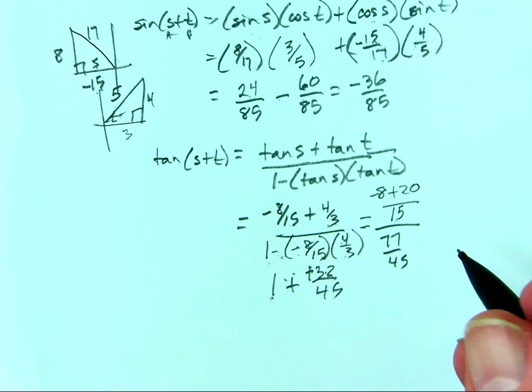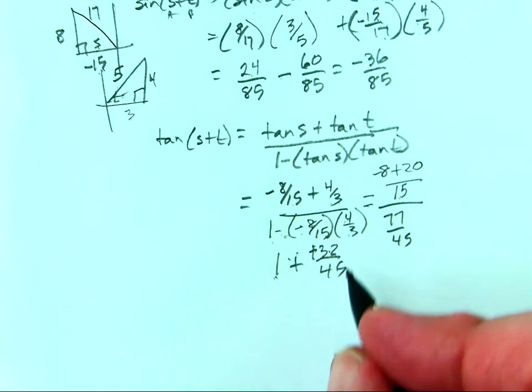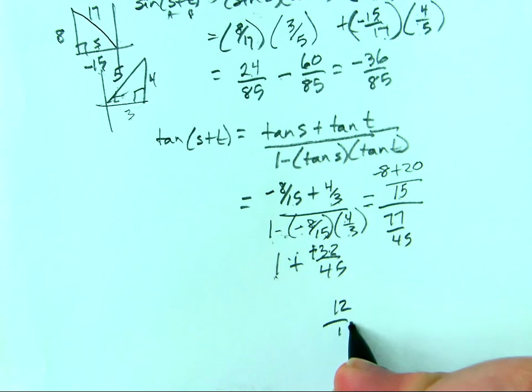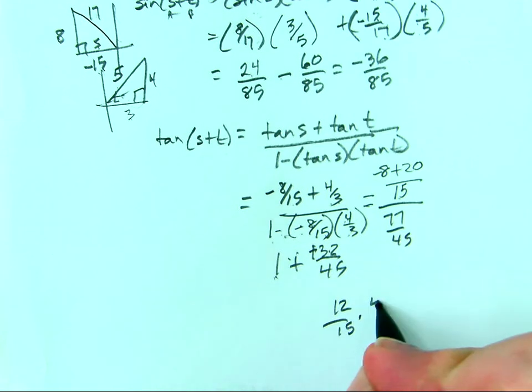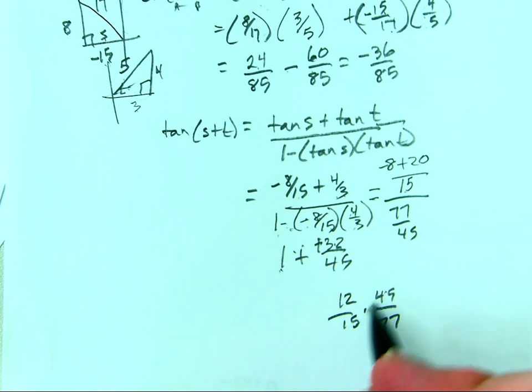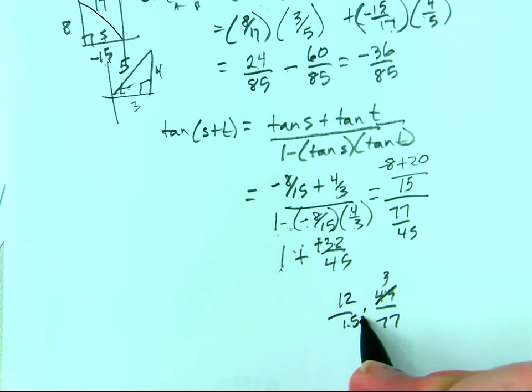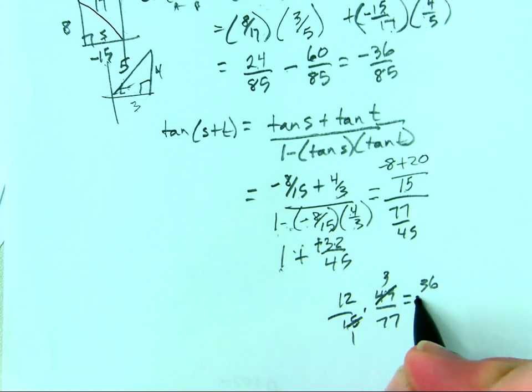Now if we take the top times the reciprocal of the bottom, the top will be 12/15 times the reciprocal of the bottom, 45/77. Let's see, 15 goes into 45 3 times. So now 12 times 3 is 36. 1 times 7 is 77.